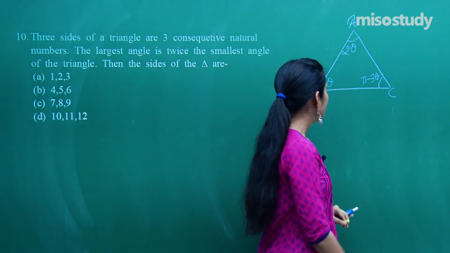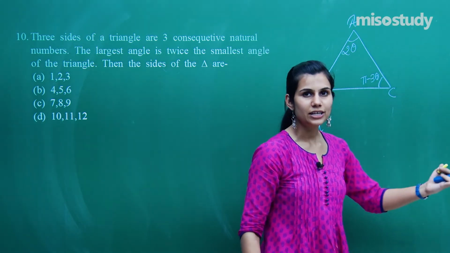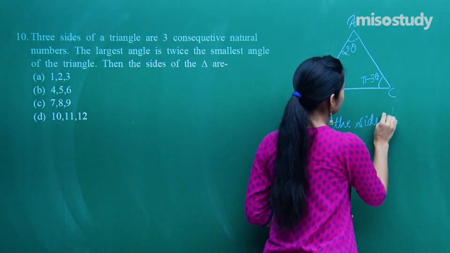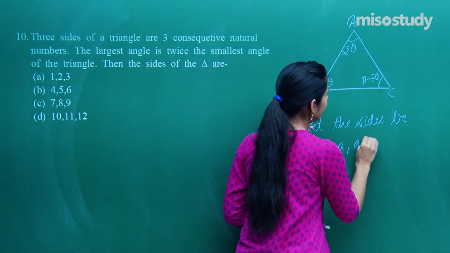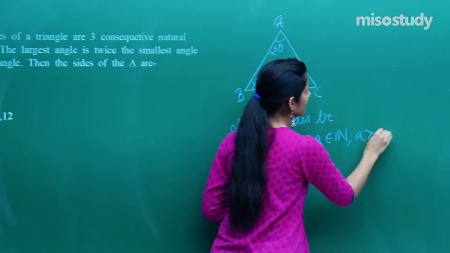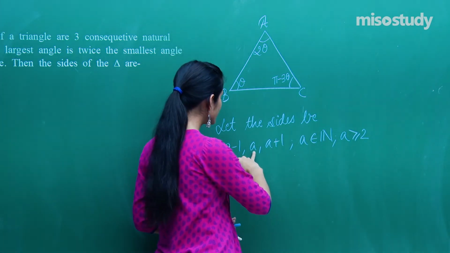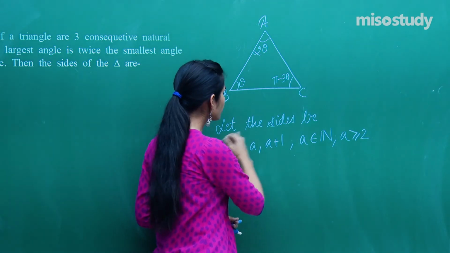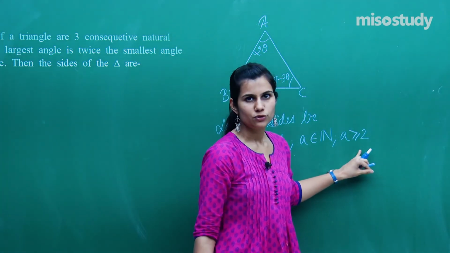Understood? Now, let the sides are given to me. The only information is that they are 3 consecutive natural numbers. So let the sides be a minus 1, a and a plus 1, where a is a natural number greater than equal to 2. Why greater than equal to 2? Because if a is 1, a minus 1 will be 0, which is not a natural number. So to confirm that all three are natural numbers, for them to be the length of the sides, a has to be greater than or equal to 2.